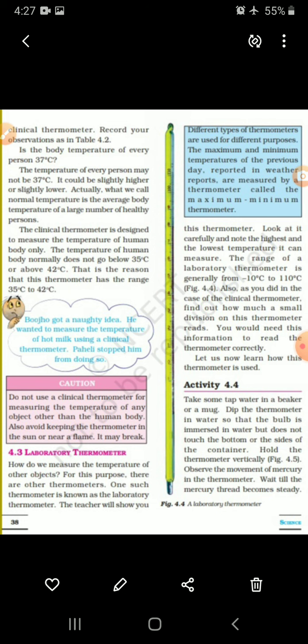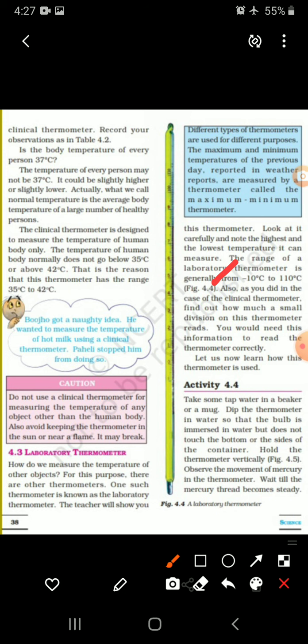Now let us check the laboratory thermometer. This laboratory thermometer has some important characteristics. The range of a laboratory thermometer is generally from minus 10 degrees centigrade to 110 degrees centigrade, meaning lowest to highest.